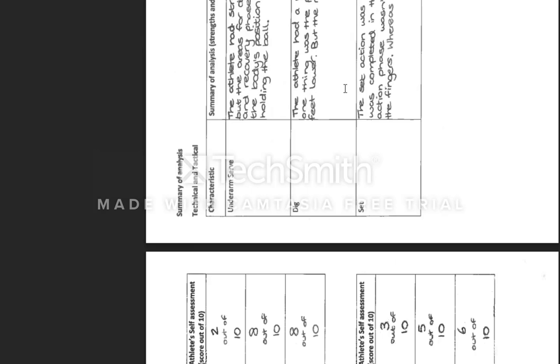So onto the next sheet, what you then need to do is summarize the key strengths and weaknesses for the 3 techniques, the physical fitness and the psychological test that you've done. So here we've got the underarm serve, the dig and the set. It's a bit sideways at the moment, but as you can see it identified key strengths and key weaknesses, and the whole idea is this can then be used for the feedback later on.